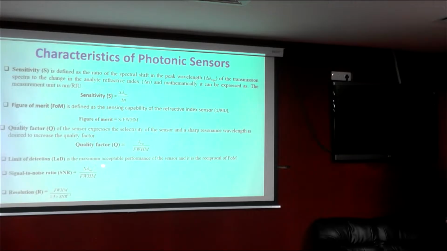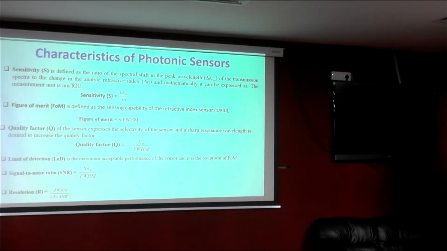Limit of detection is the maximum acceptable performance of the sensor. It is the reciprocal of FOM. We already discussed the figure of merit: it is S by FWHM, and LOD is FWHM by S. So if a high figure of merit is desired, that means LOD is low.